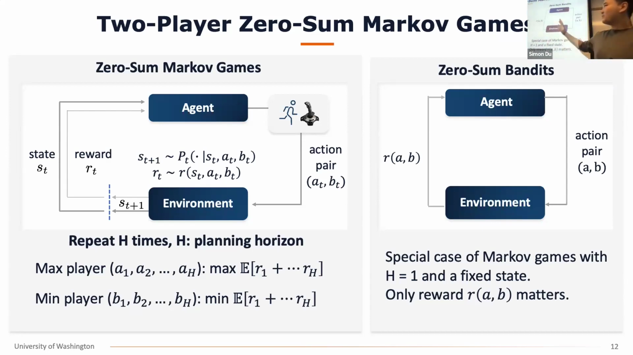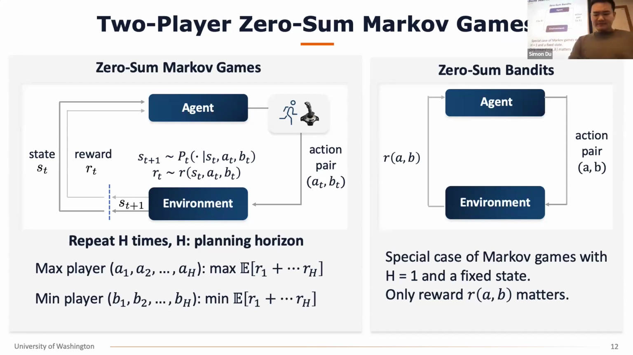So let me be more clear. Here, you should call this simultaneous move, like at the same time they choose actions. Whereas Go is a turn-based game: I choose an action, you choose an action after I choose mine, and then we repeat. So that's a slightly different setting, although the results can be generalized to turn-based games as well.